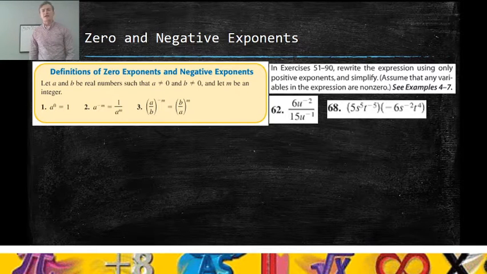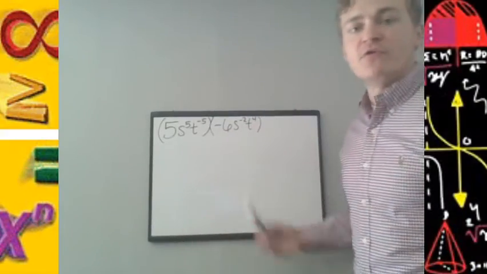5 multiply s to the 5th power, multiply t to the -5 power. That is multiplying -6 times s to the -2 power times t to the 4th power. So it's almost like if we just drop the parentheses for number 68, everything's multiplying across the board. 5 multiply s to the 5th, multiply t to the -5, multiply -6, multiply s to the -2, multiply t to the 4th. Everything's multiplying, so we will use our commutative property to move around these factors.